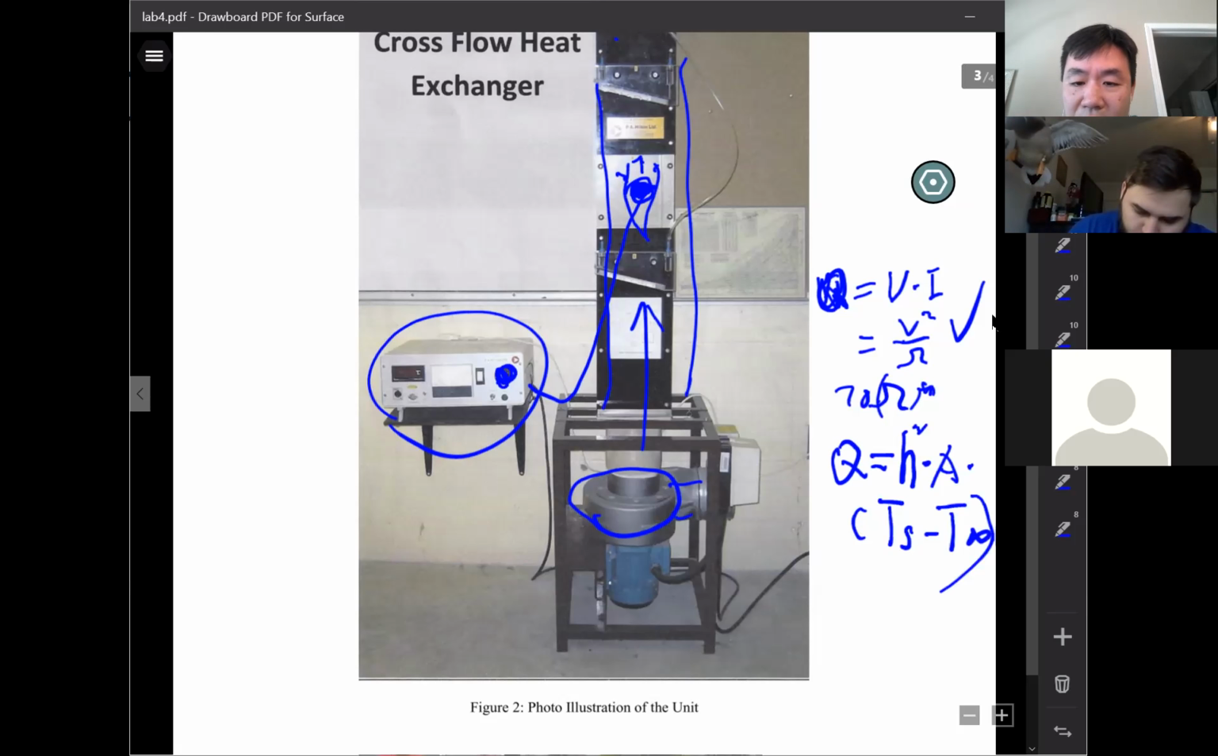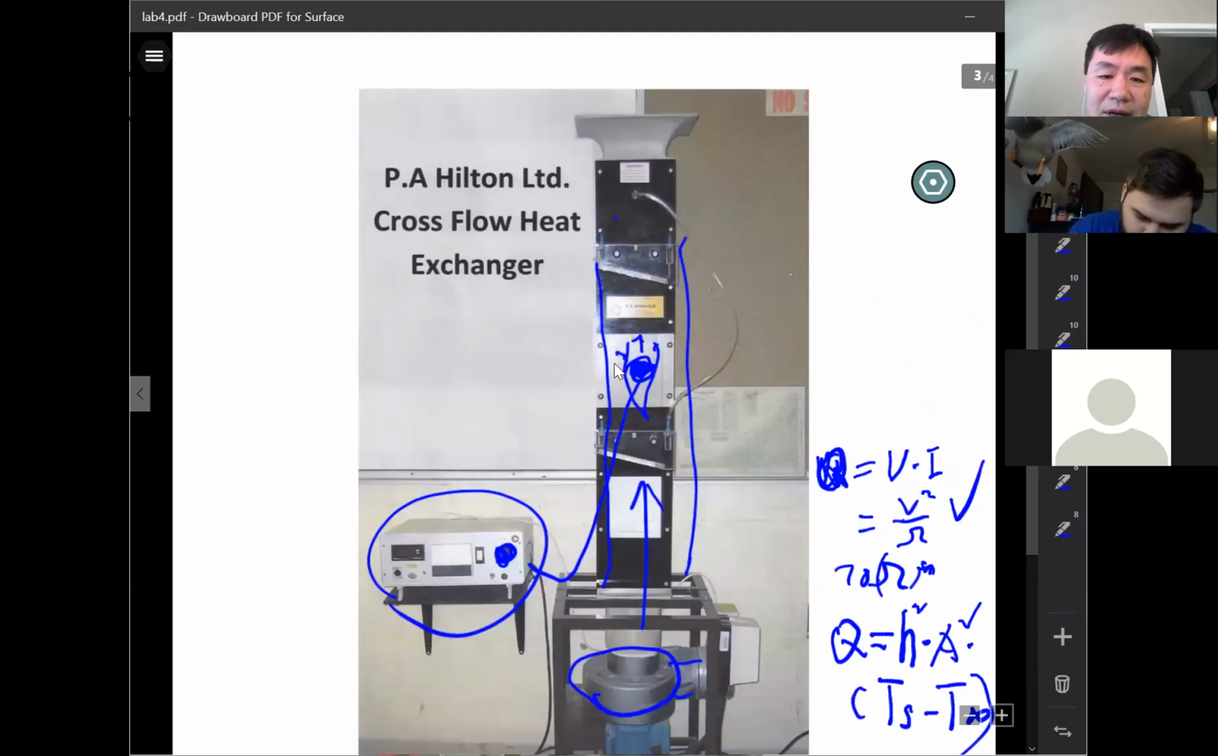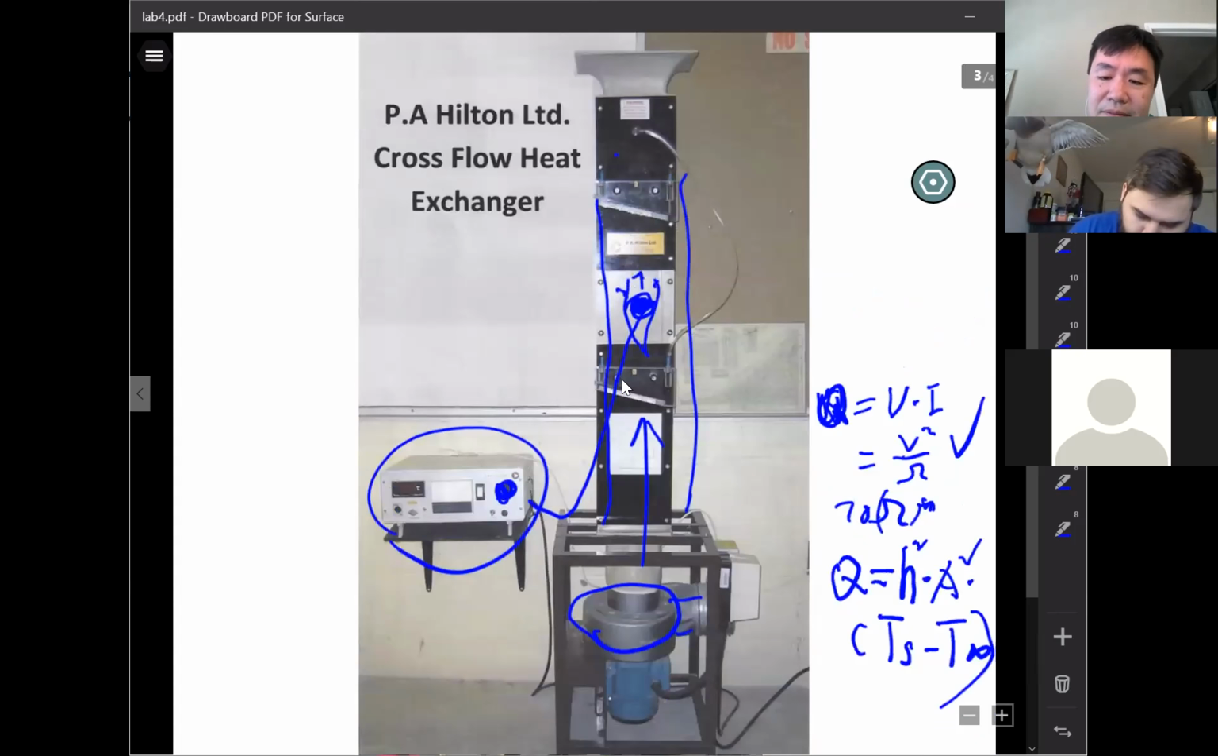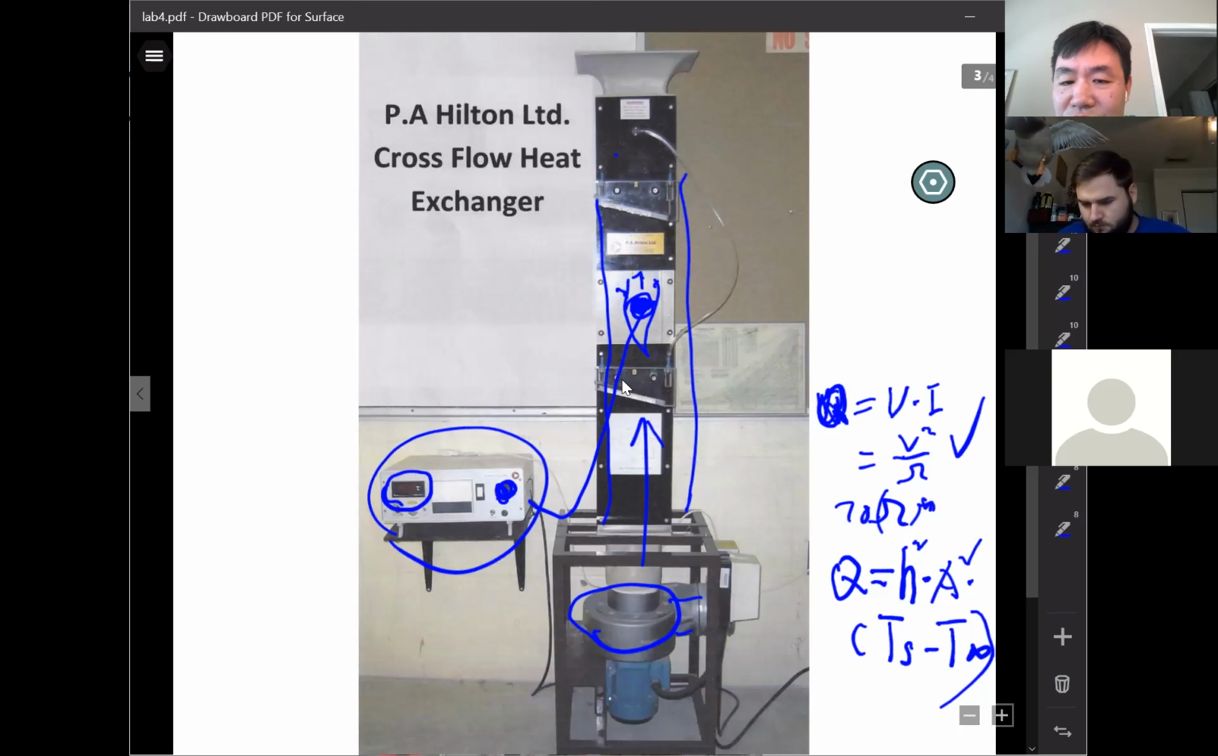Okay, so surface area is given. I think somewhere in the handout it gives that. Surface temperature and ambient temperature are measured. On this monitor here, it will show the surface temperature and ambient temperature. Ambient temperature is a constant, it doesn't change.